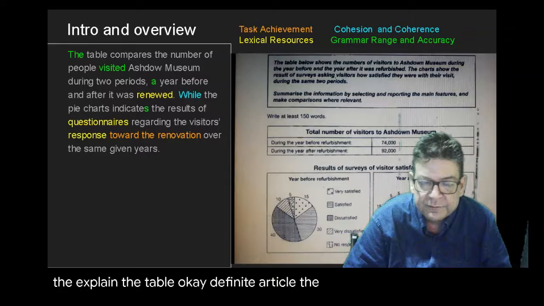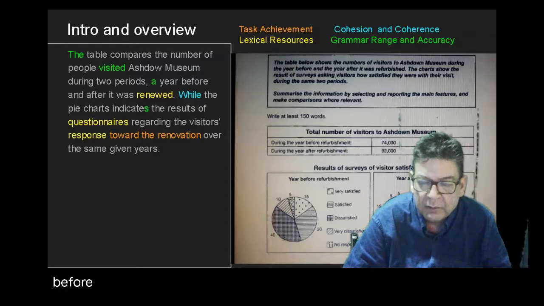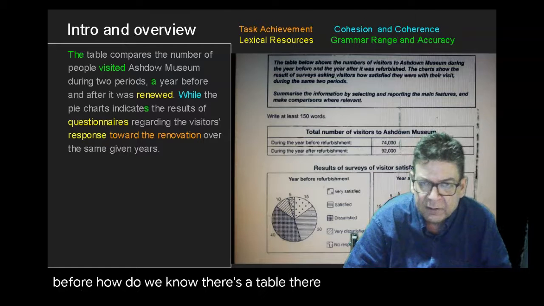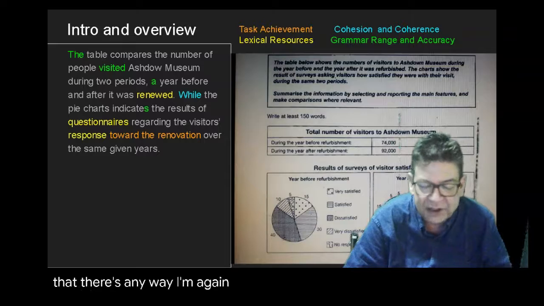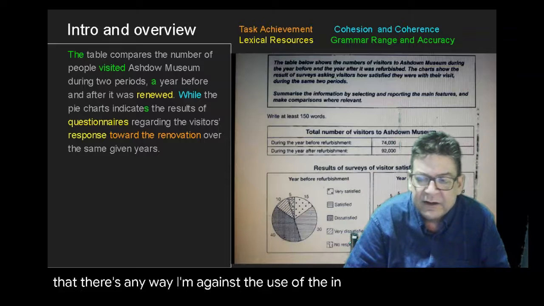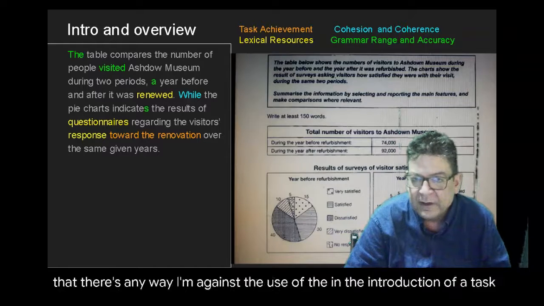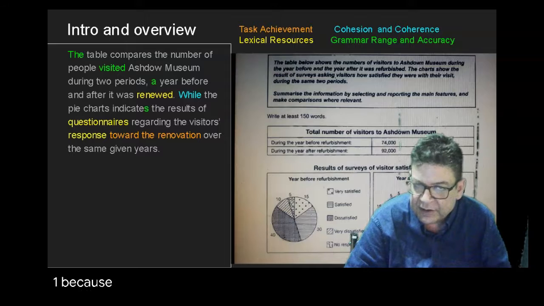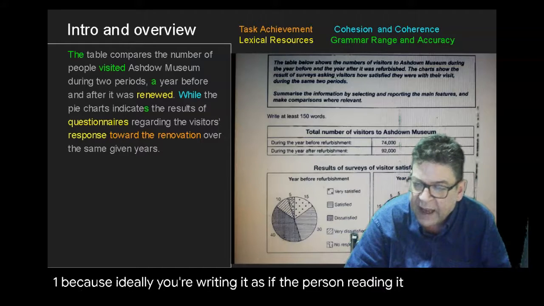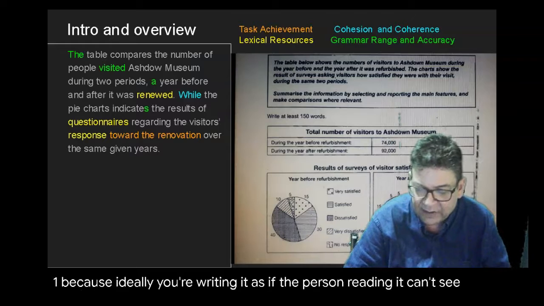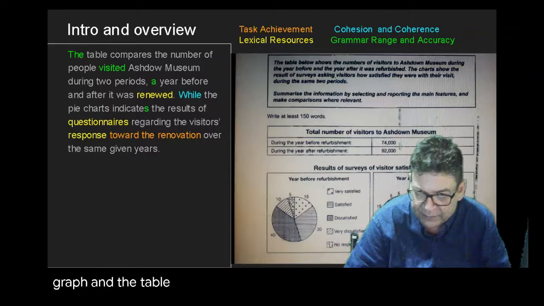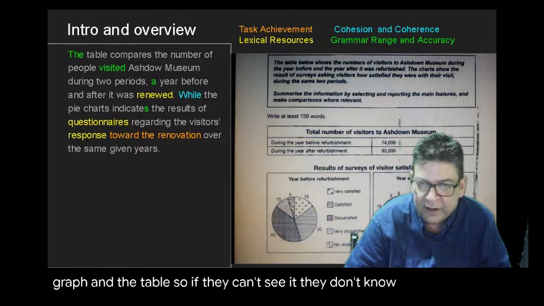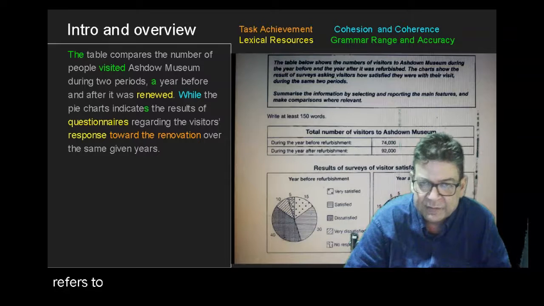Definite article, the. Have we seen the table before? No. How do we know there's a table there? Anyway, I'm against the use of the in the introduction of a task 1 because ideally you're writing it as if the person reading it can't see the graph and the table. So if they can't see it, they don't know what the table refers to.